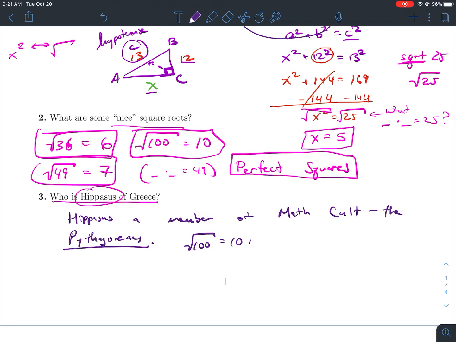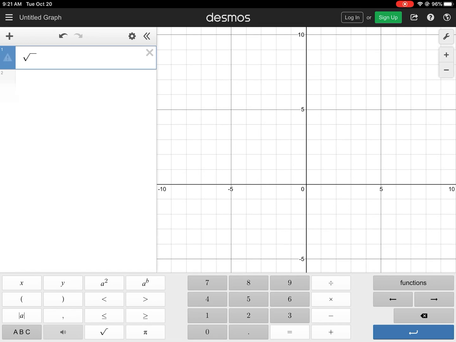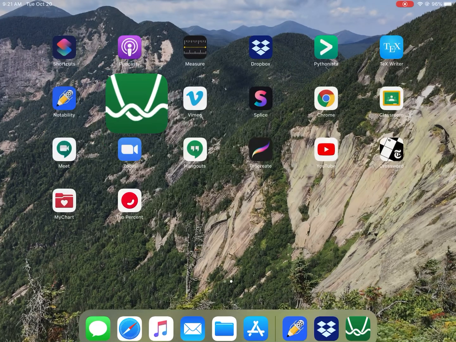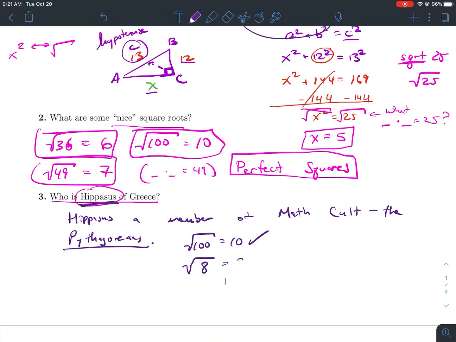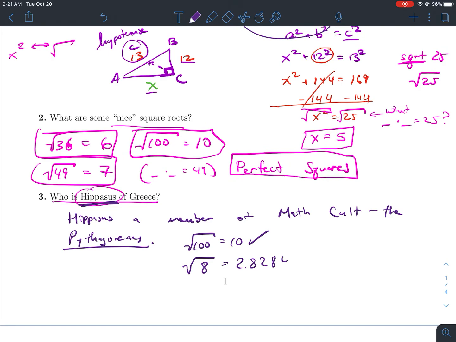Everything is perfect. But Hippasus actually was the one who discovered that there are ugly square roots, like the square root of 8. What do we get for the square root of 8? Let me go back to Desmos. So somehow without a calculator, Hippasus did this. 2.828. This is a terrible decimal here. 427... And it turned out, actually, that this never repeats, and it goes on forever.